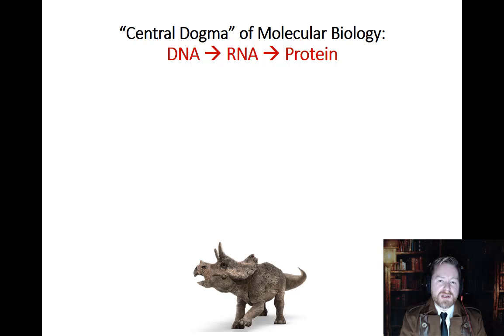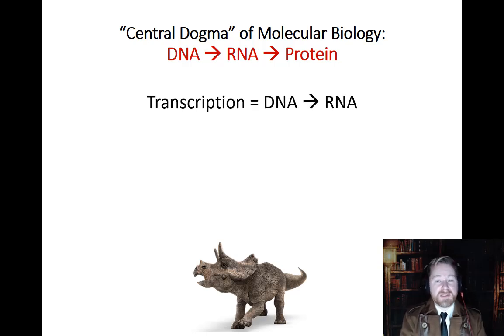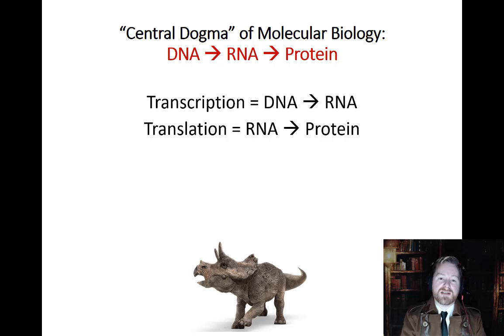So we call transcription and translation the central dogma of biology. And it's the idea that DNA codes not directly to a protein, but it codes to RNA. And then that RNA codes for the protein itself. And so the first part of this, going from DNA to RNA, this is transcription. The second part, going from RNA to a protein, that is translation.